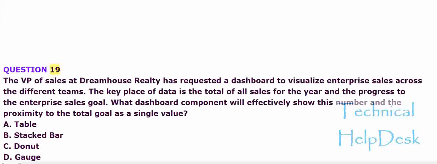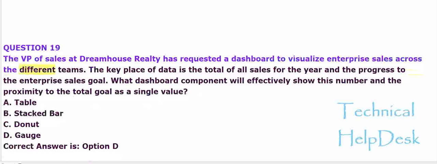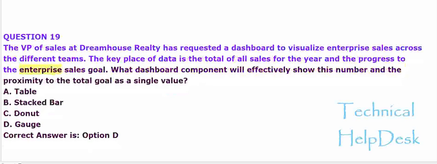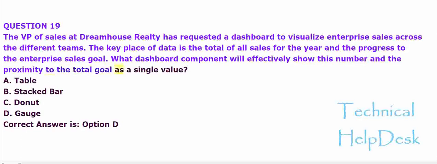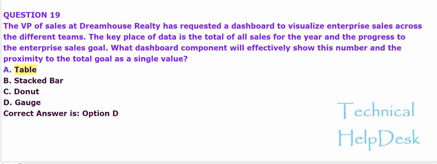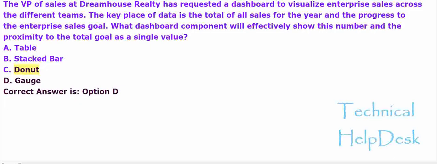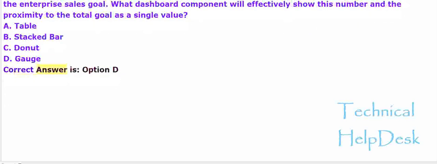Question 19. The VP of Sales at Dreamhouse Realty has requested a dashboard to visualize enterprise sales across the different teams. The key piece of data is the total of all sales for the year and the progress to the enterprise sales goal. What dashboard component will effectively show this number and the proximity to the total goal as a single value? A. Table. B. Stacked bar. C. Donut. D. Gauge. Correct answer is option D.